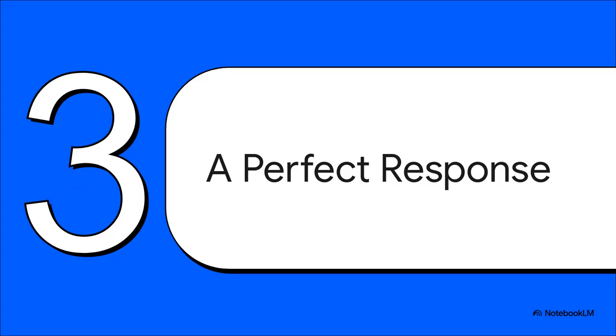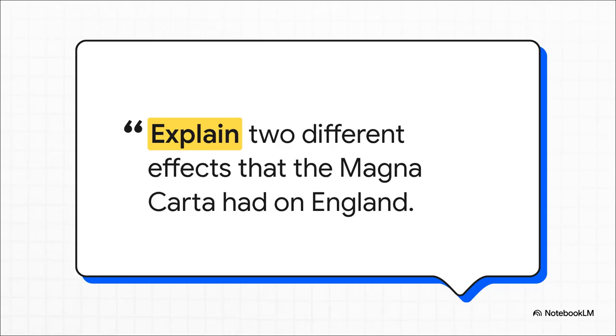All right, talking about it is one thing, but let's see this formula work in the real world. We're going to look at an official, perfect scoring student answer and break it down piece by piece. So first up, here's the prompt the student had to answer. Explain 2 different effects that the Magna Carta had on England. Look at that! The very first word is explain. The test is literally telling you what to do. It's giving you a huge clue.